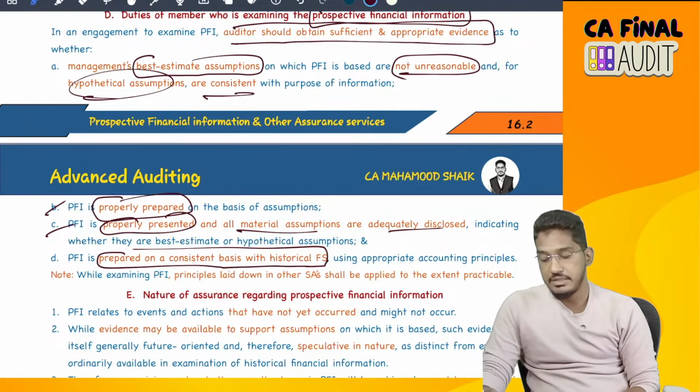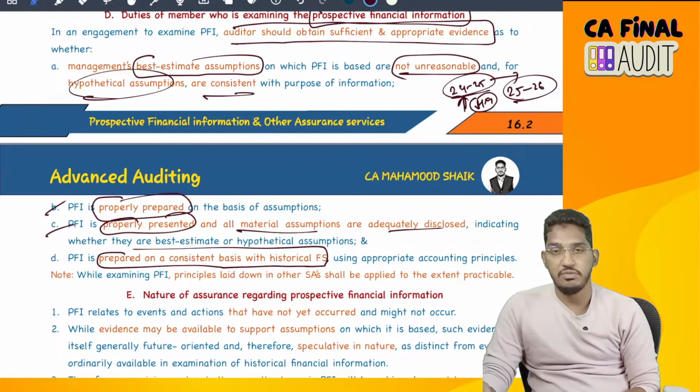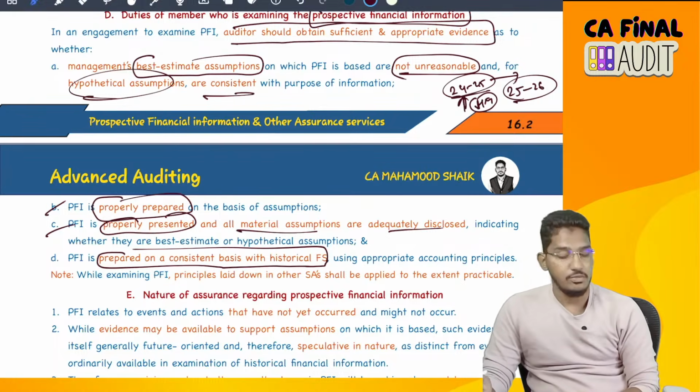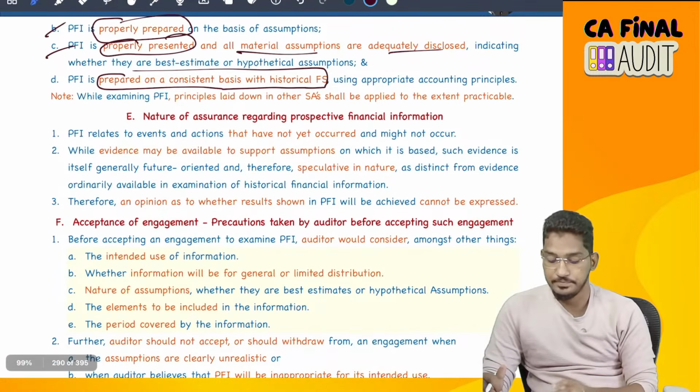And even I need to check whether the prospective financial information is prepared on a consistent basis with historical financial statements. Say for example, 24-25 is just over. The management prepared the forecast for 25-26. Now whatever accounting policies they have followed in the historical financial information, the same accounting policies also should be followed while preparing the prospective financial information. Whether they are consistent or not, that also I will try to obtain the evidence.